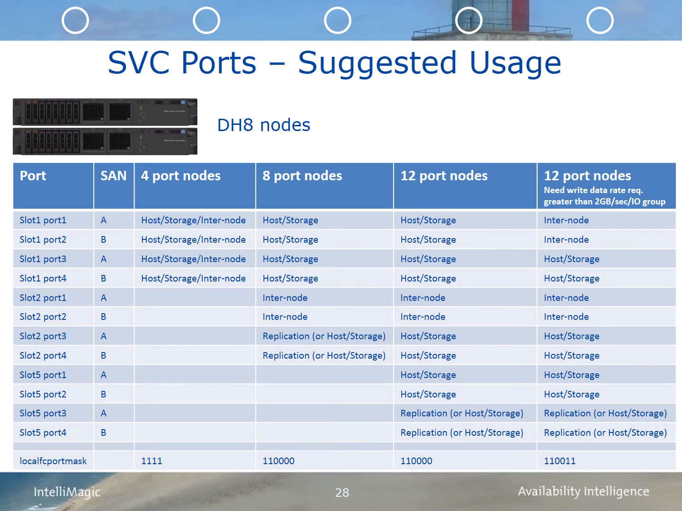The IBM DH8 provides up to 12 fiber channel ports per node. IBM recommends that you configure the ports as shown in the table above to optimize the configuration. I'm just going to summarize it by stating that if you have a modest workload without replication, then you can get by with 4 ports. If you have a significant amount of workload but no replication, or modest workload with replication, you need 8 ports. And if you have significant workload and replication, you really need to have 12 ports.